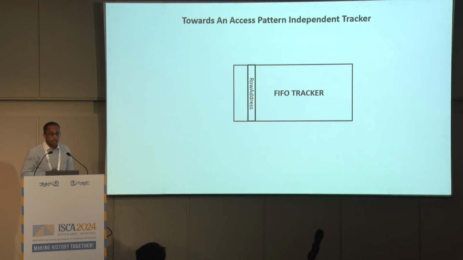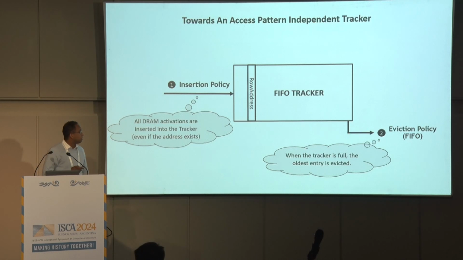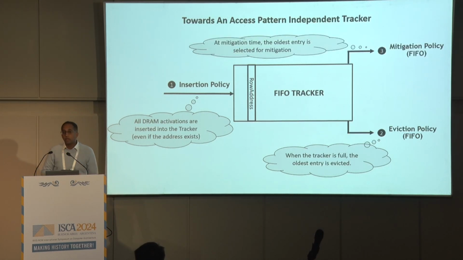So how is a FIFO tracker managed? We will always insert activations into the FIFO. Since the FIFO does not allow you random access, we're always going to insert, even if an address is already within the tracker. This allows the tracker management to be independent of accesses that are before or after. The eviction policy and the mitigation policy will use FIFO management as well. So if the tracker is full, take the first entry out. When you want to mitigate, take the oldest entry out.